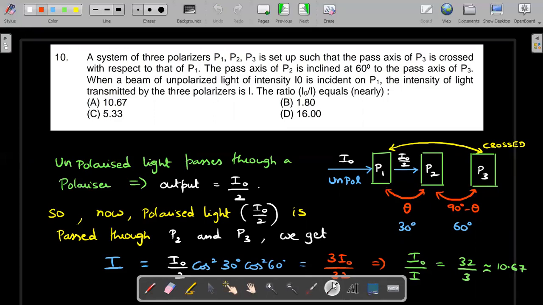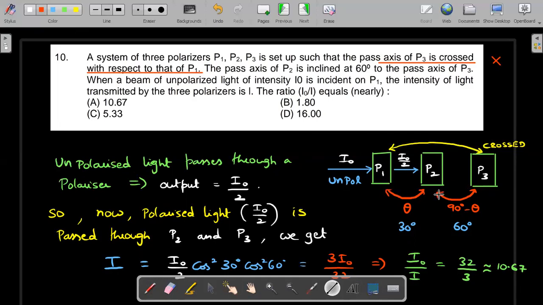One of the most important pieces of information here at the starting line itself is what is meant by the word "crossed". The crossed or cross product always relates to a 90-degree angle. So he's talking about P1 and P3 being crossed with respect to each other. That means the pass axes between them are at 90 degrees to each other. Not only that, the pass axis of P2 is inclined at 60.